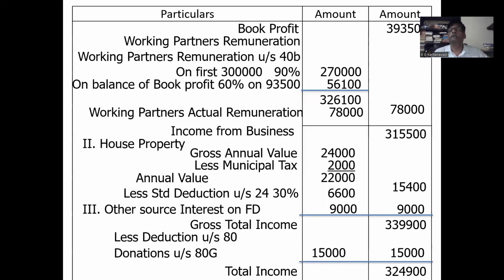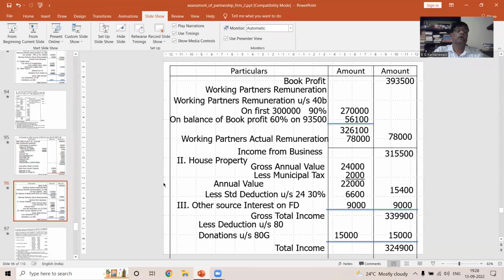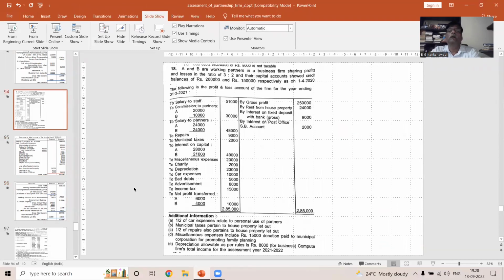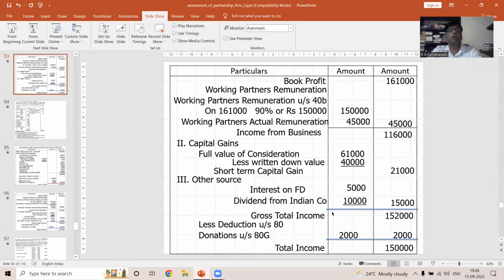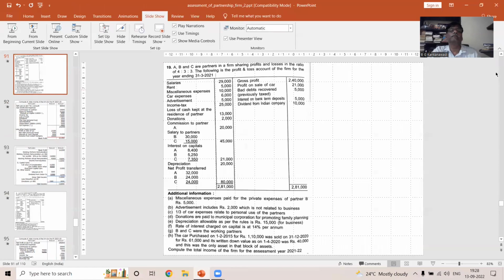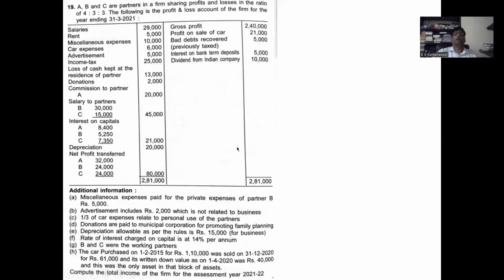Okay, total income. In this way you calculate, and you calculate according to the given direction. If there is any total mistake or amount is wrongly entered, you call me. This is question number 18, the 18th exercise from Baligar book. Okay. Now you see question number 19.